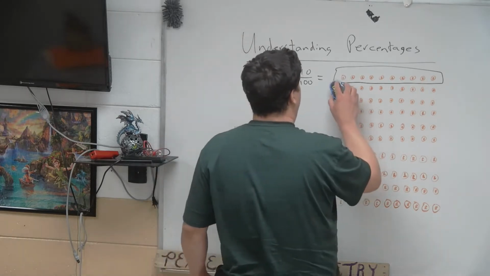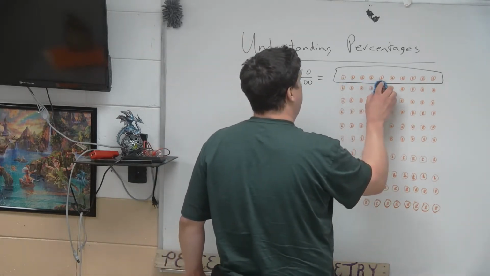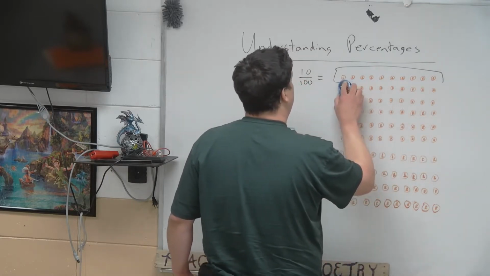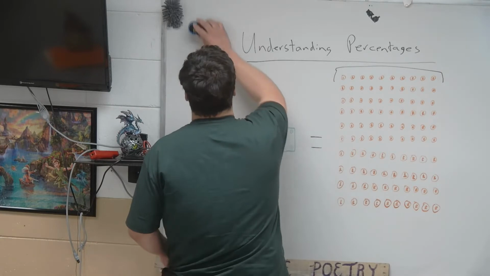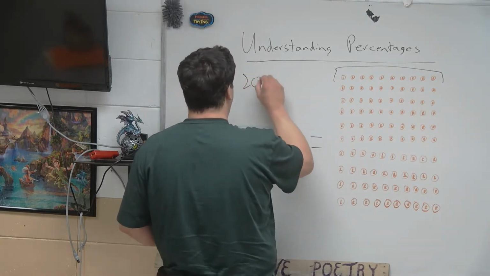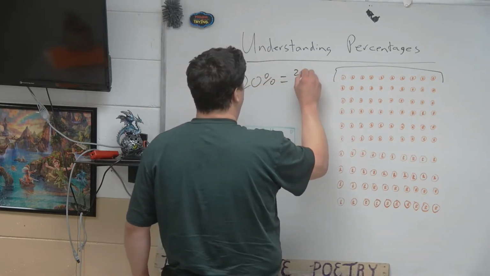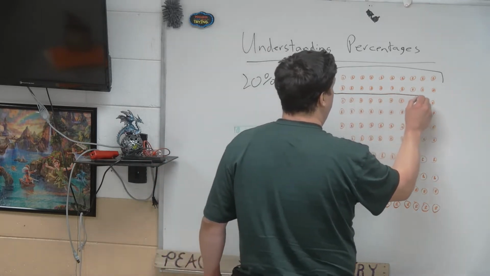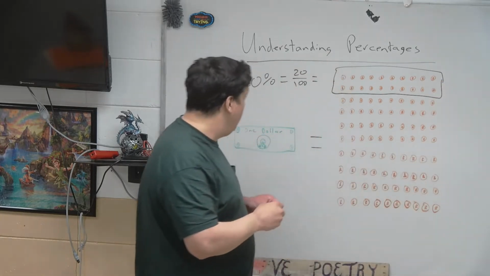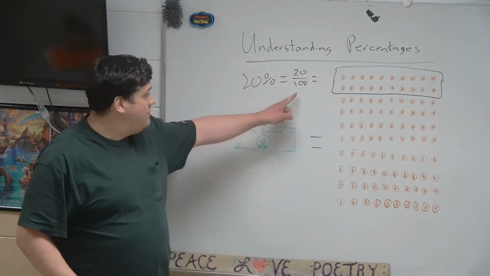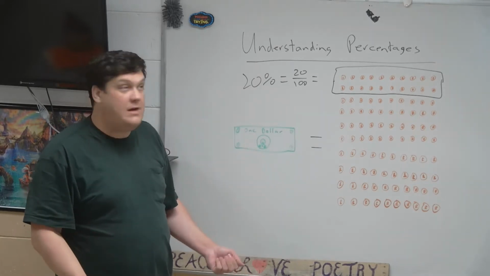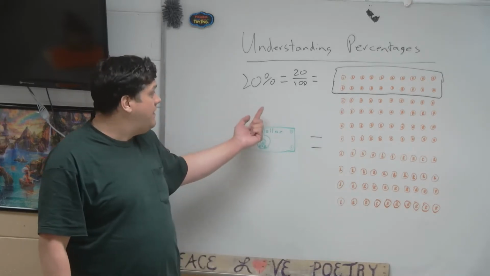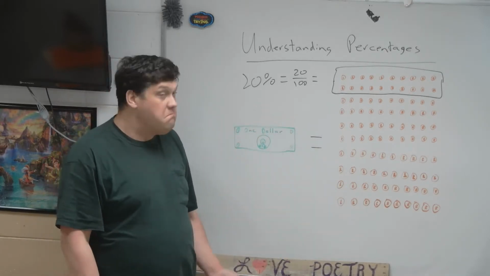If we talk about 20%, I gotta erase this line without erasing my pennies. A lot of time making those. 20% equals 20 hundredths, or 20 out of 100, or 20 out of the 100 pennies that make the dollar. 20% of a dollar is 20 cents. There you go.